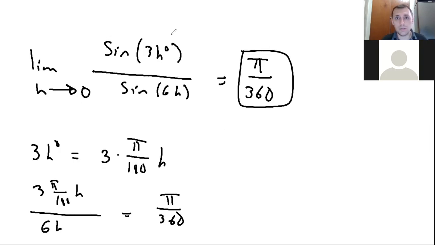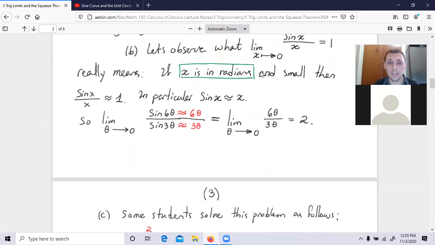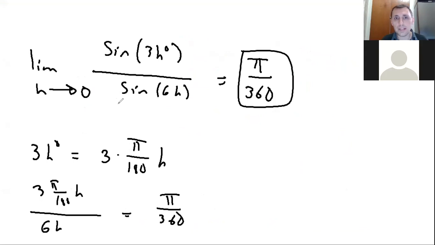All right, let's get back to the lecture. Here again, guys, it's not cancellation. What happens to the six? Everybody can see my whiteboard, correct? So what happened here is that I have 3 times pi over 180h divided by 6. So I took 3 and 6, I simplified, it's now divided by 2. So it's pi over 180 divided by 2, which is multiplied by 1/2, which is 360. It's basically arithmetic, guys. 3 over 6 is 1/2. 1/2 times pi over 180 is pi over 360. Good?